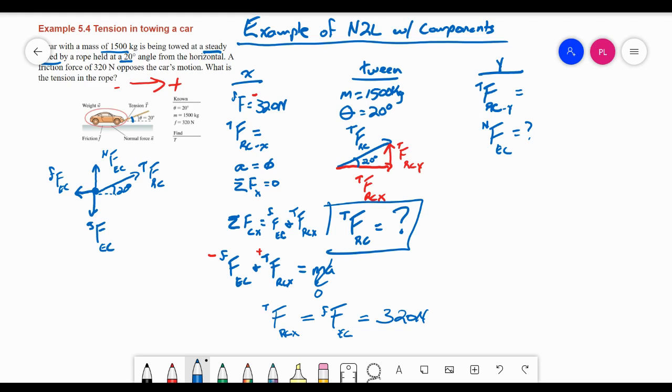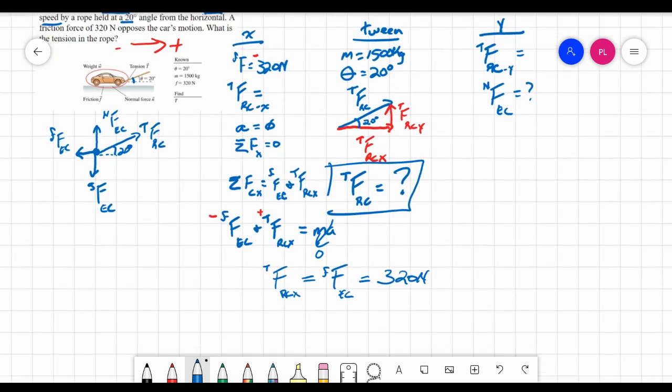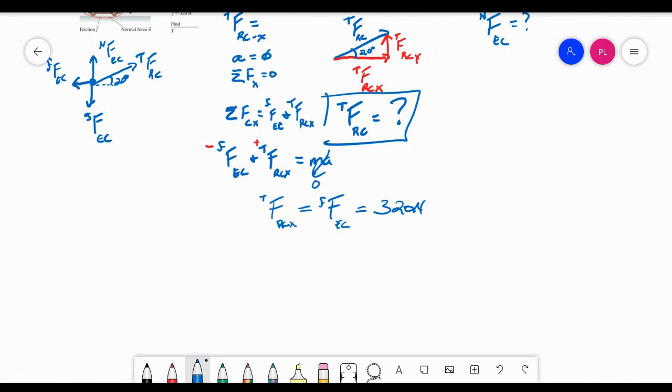Now to find the actual force that the rope exerts on the car, this, like drawn above, is the force I'm trying to find. This angle is 20 degrees, and this we know to be 320 newtons. This y component we don't know. It doesn't ask us to find. We could if we wanted to, but no need.